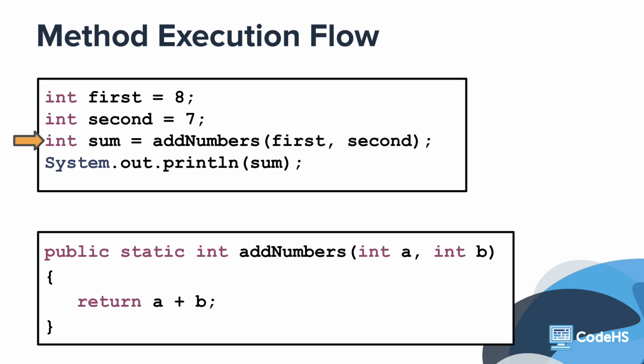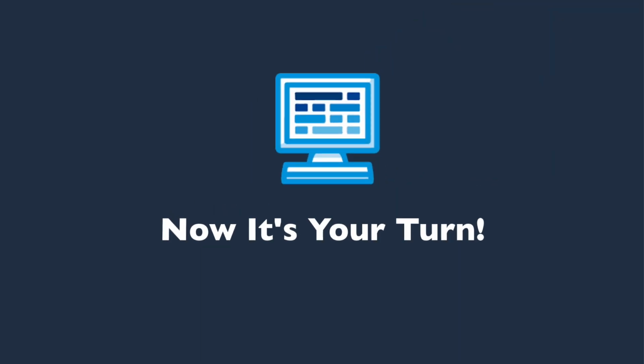At this point, the execution jumps over to the method signature, assigning the parameters the values of 8 and 7. Then the program moves into the method body, executing the expression of a plus b and returning that value of 15 back up here, where it is stored in the variable sum. From here, the program continues on, printing out the value of sum, which is 15. Now it's your turn to put method signatures into practice.